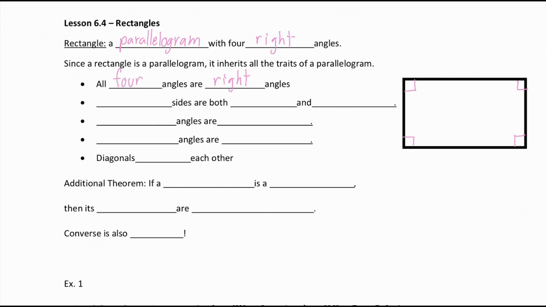Okay. What's true about opposite sides? They're equal to each other. They're congruent and parallel, because it's a parallelogram. Parallel and congruent. So that means these two are the same length, and these two are the same length, but also this is parallel to this side, and this side is parallel to this side.